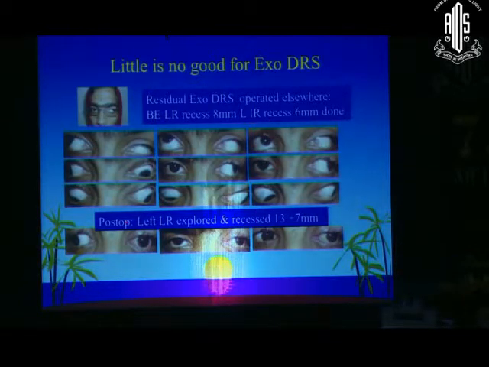What we did was just explore the left LR and recess it 13 plus 7 mm. 20 mm of recession I did. After the surgery, his exo was reduced, and the co-contraction got reduced. Then we just added the same thing on the other eye, and he was perfectly aligned.